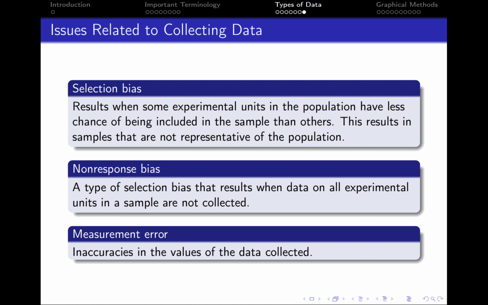And another mistake that you might make, especially at the beginning of this course, is a so-called measurement error, when inaccuracies in the values of data collected arise. So when you make just a simple, let's say, mathematical mistake in calculating a certain statistical value.